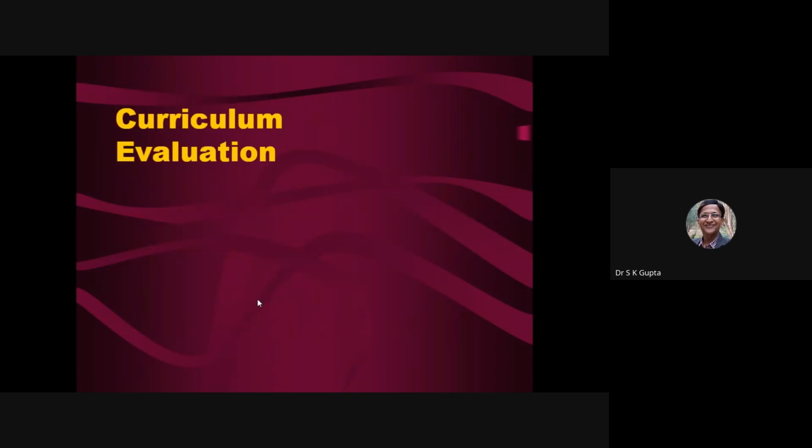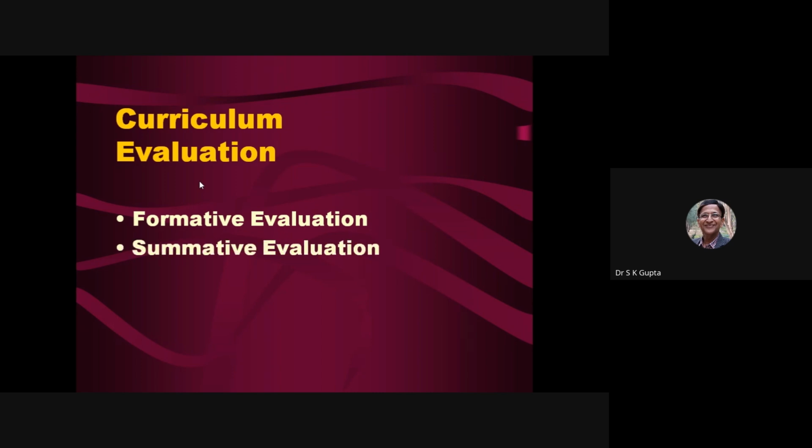Then we have curriculum evaluation, and the fourth stage is our curriculum evaluation. One is your formative evaluation, and the second is your summative evaluation. Can any one of my friends tell me what is the difference between formative evaluation and summative evaluation? So formative evaluation is during the process and summative is after the process. Rightly said. Why? Formative is your continuous evaluation during the program, and summative evaluation is the end-semester evaluation at the end of the program.